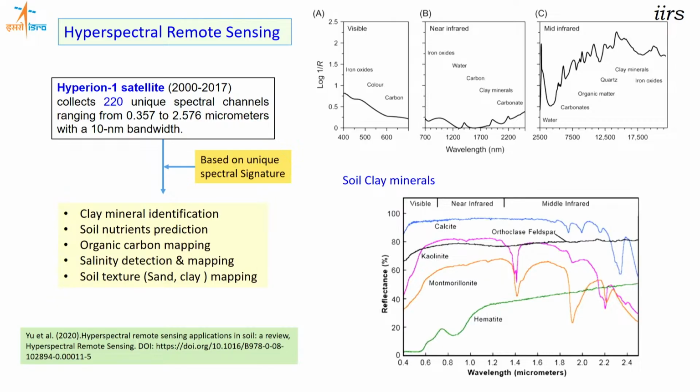Today, Italy has launched one satellite, Prisma, which is a hyperspectral remote sensing satellite, so that we can use for mapping of the individual composition of the soil.